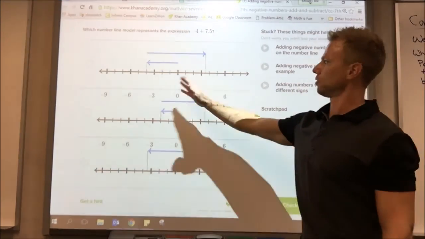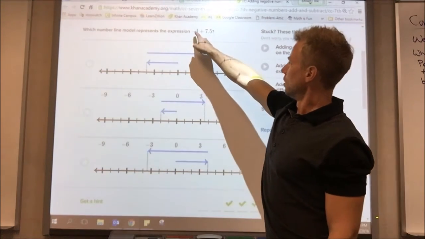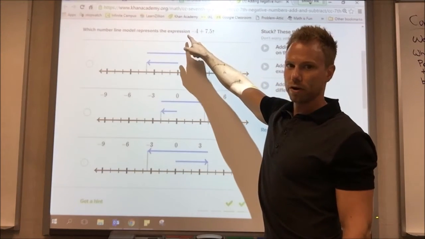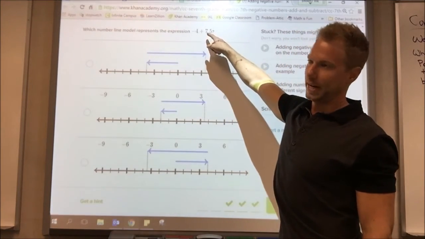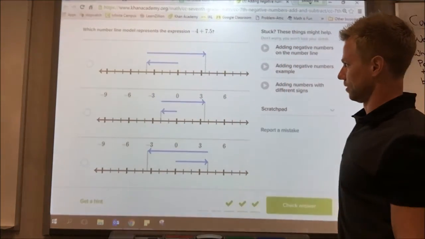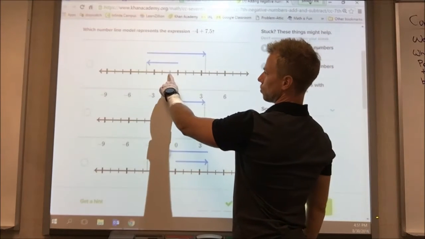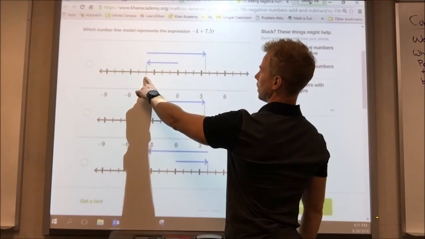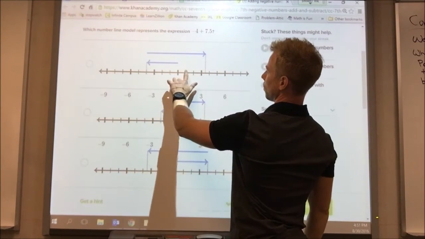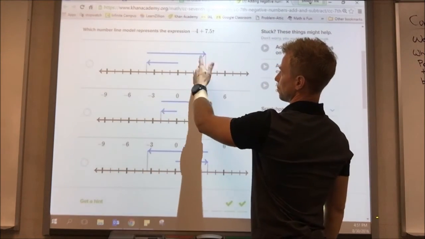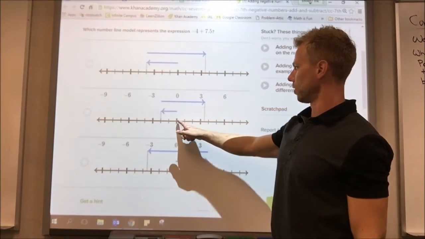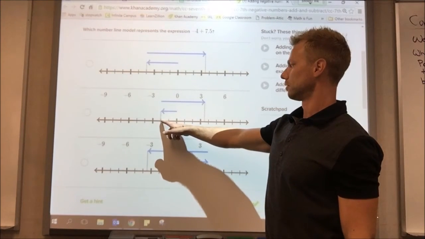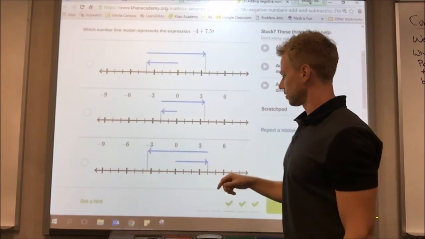All right, we have horizontal number lines again. Looks like we're going to the left 4 because it's negative, to the right 7.5 because it's positive. So this first one goes 1, 2, 3, 4 to the left, 1, 2, 3, 4, 5, 6, 7.5 to the right. So it looks like that first one fits. Let's check the rest. This is going 1, 2 to the left. That doesn't really make sense at all.